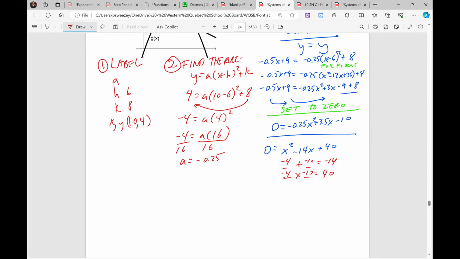Will this work every time? No. But is it worth just trying to see if you can turn it into something that is easily factorable? I believe so. Yeah.